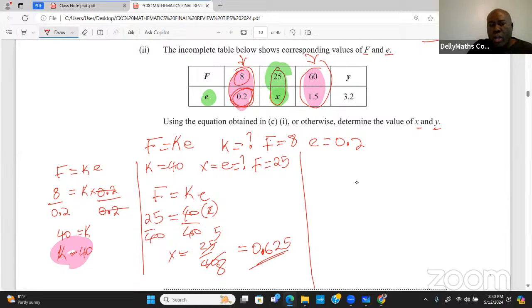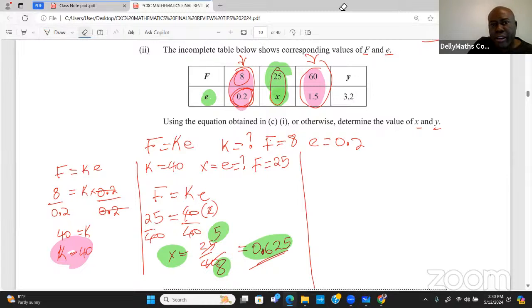So whichever one we want to drop here, 0.625 or 5 over 8 is acceptable at this moment, and that is my X value. So I'm going to highlight it for us, that X is equal to this, or you could say 5 over 8. It's up to you. Now, let's look at the second part, where we want to find Y.